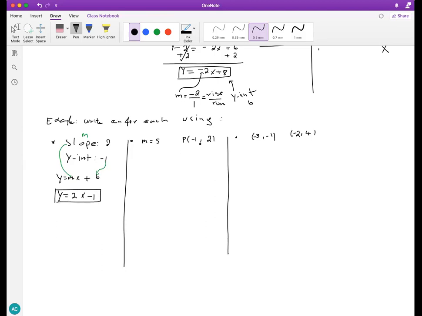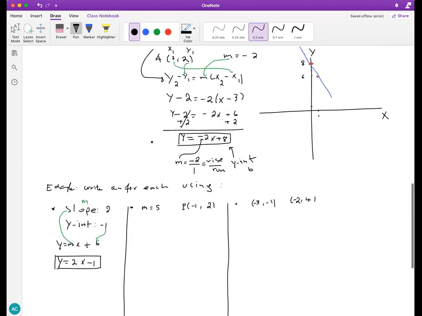Now this one has m, and it has a point, not b, not the y-intercept, just a point. So we have slope and a point. Which formula do we use? What's the formula for this one? The point-slope formula. Exactly, point and slope.